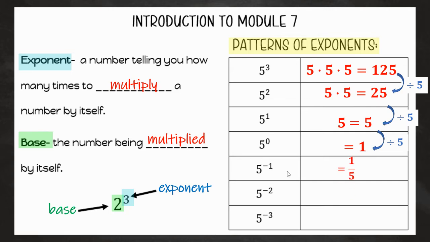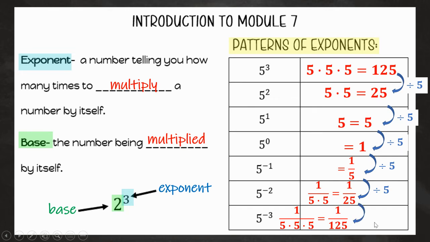There is no exception. 5 to the negative 1, we end up with 1 over 5 because, again, what we're doing is we are dividing by 5 at each step. So if I have 1 and I'm dividing by 5, then I get 1/5. And so the pattern is going to continue. 5 to the negative 2 power is 1 over 5 times 5, which is equal to 1 over 25. And again, all I did was continue to divide by 5. 5 to the negative 3 is 1 over 5 times 5 times 5, which is equal to 1 over 125.